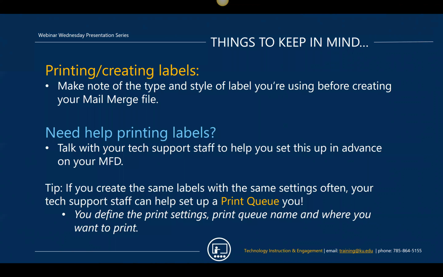What you do is you have to know the settings that you're using. So like the label settings that you're using, you'll give the print queue a name. Like I might say student addresses, address labels 2018, and then you also tell them where you want to be able to print this file, and they can help set up this print queue for you. So again, it's really helpful if you print the same labels over and over again with the same settings.